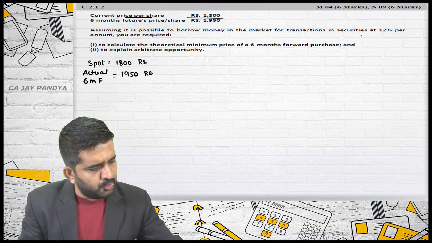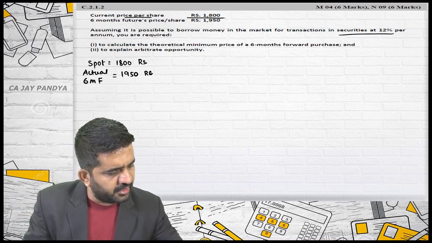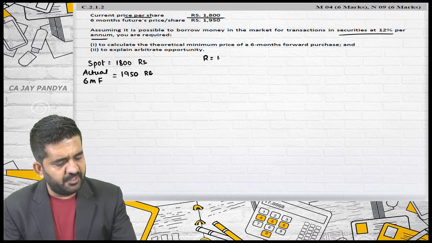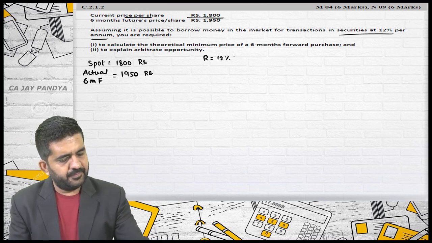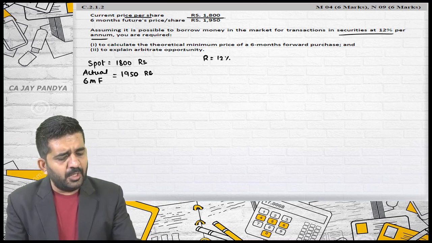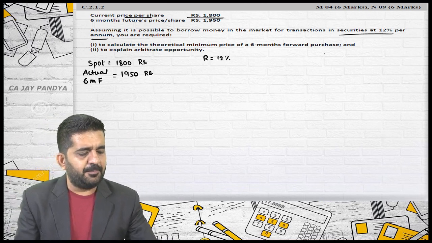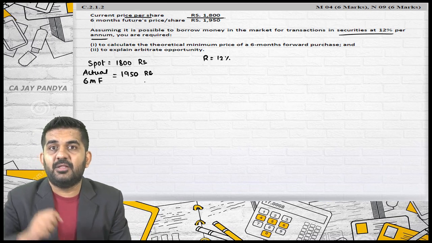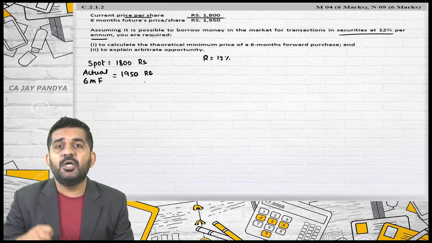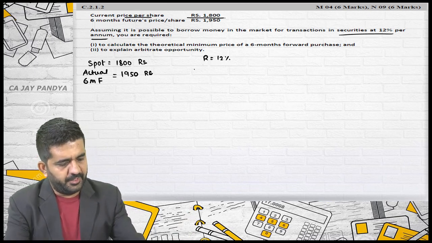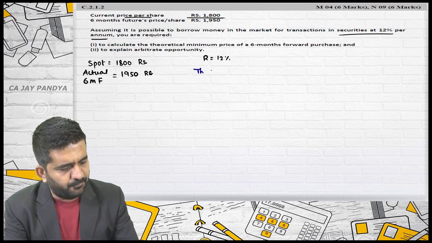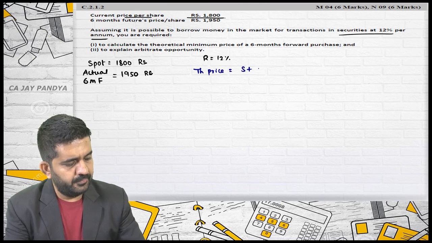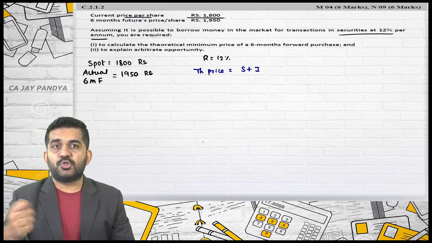Assuming it is possible to borrow money for the transaction at 12% per annum. The rate of interest is 12%. Calculate the theoretical minimum price of the 6-month forward contract. See, the actual price is available. They are asking us to find out the theoretical price of forward. What will be the theoretical price of forward? Spot plus interest. There is no dividend involved.